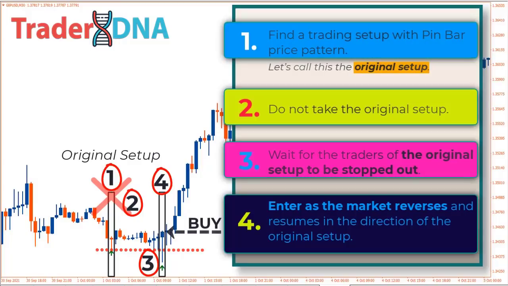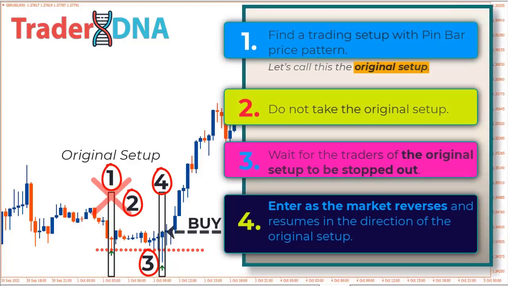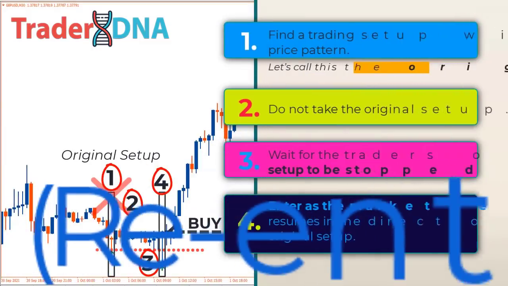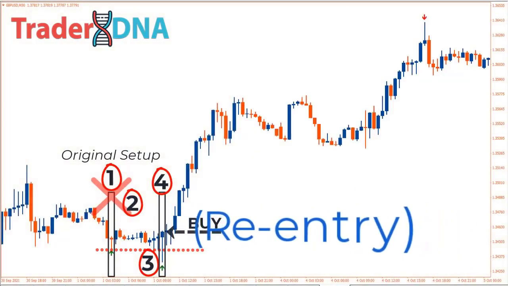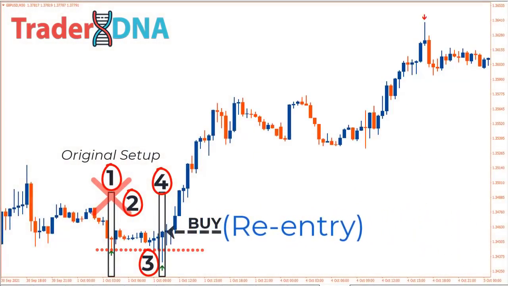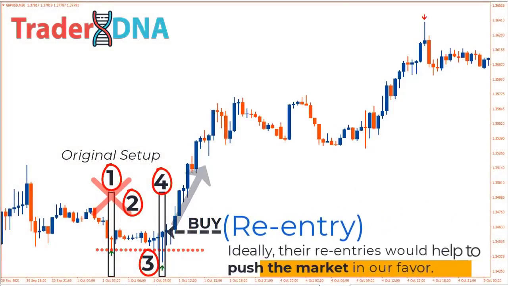As the traders of the original setup were stopped out, they would need to seek a re-entry. In other words, they were trapped out of their positions and had to re-enter. Ideally, their re-entries would help to push the market in our favor.